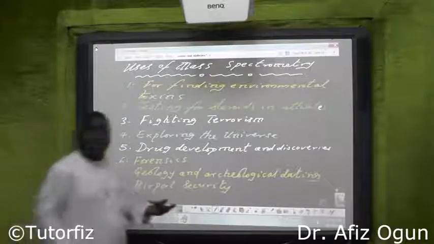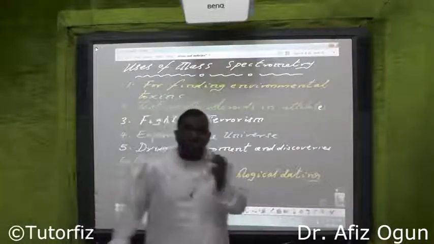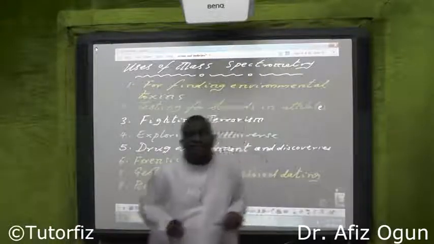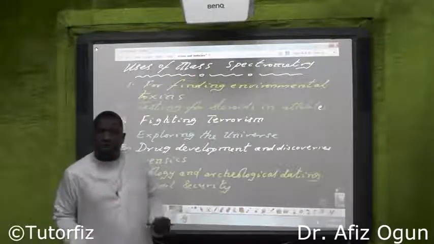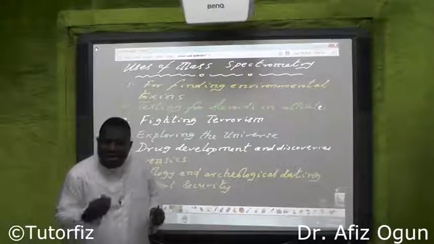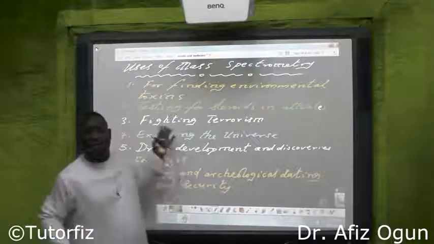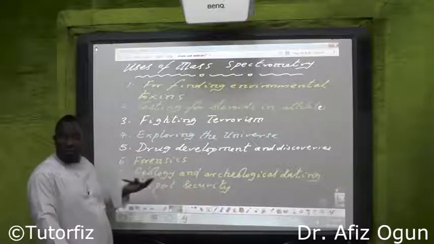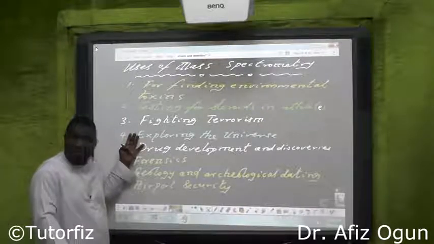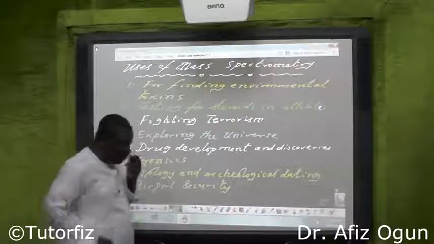In airport security, somebody is suspected, something is found on him. You want to be sure, because you go to court, you don't want to make mistake. Take this and test. Again, what molecule does it contain? What atoms does it contain? Again, mass spectrometry. These are the uses of mass spectrometry.